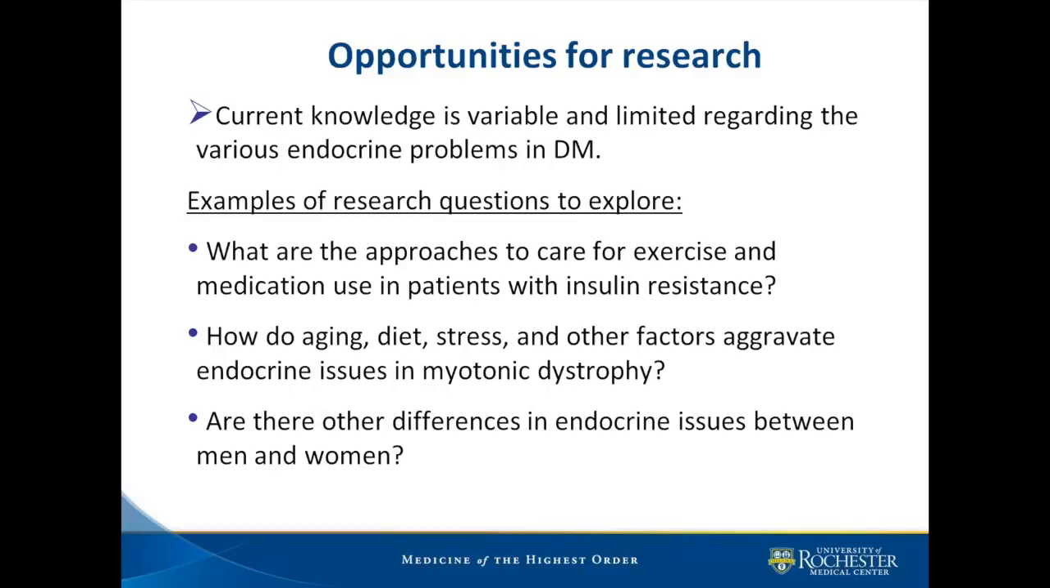And then how do the obvious factors of aging, diet, stress, I haven't talked much about the adrenal gland or stress hormones, but how do other factors aggravate the endocrine issues that we know already exist in myotonic dystrophy? And are there differences in how we think about the endocrine issues between men and women besides the obvious? So these are all factors that there's an opportunity for us to pull together, all of us who are care providers as well as patients and family members of patients.